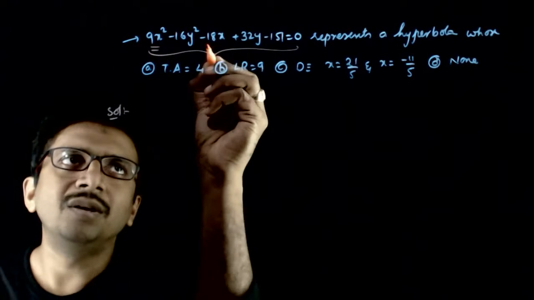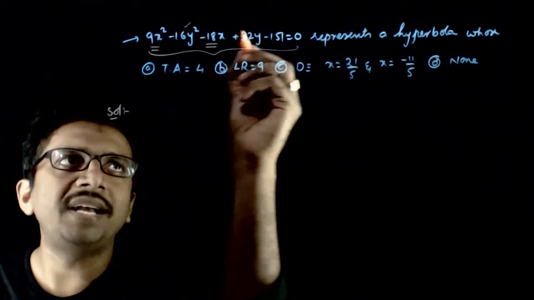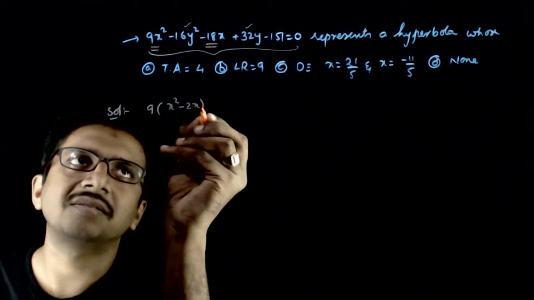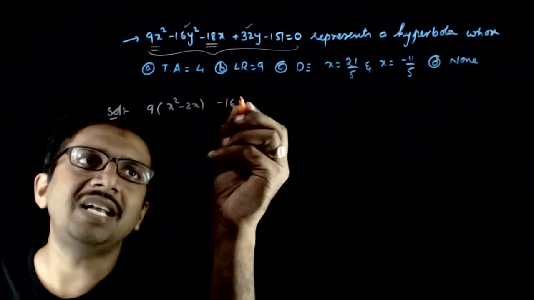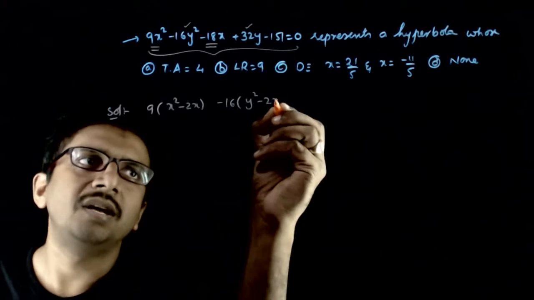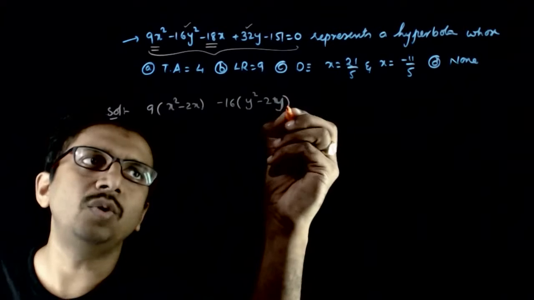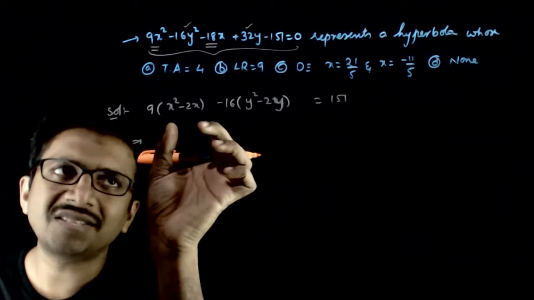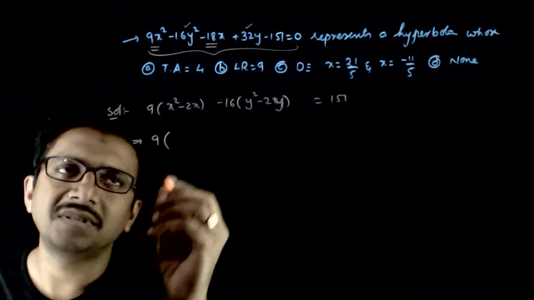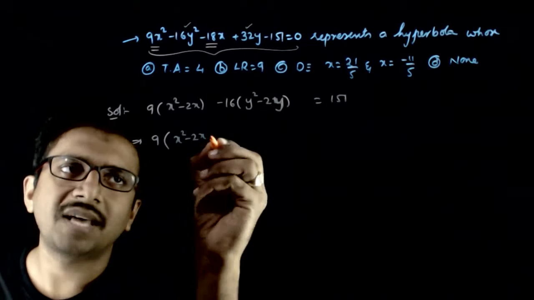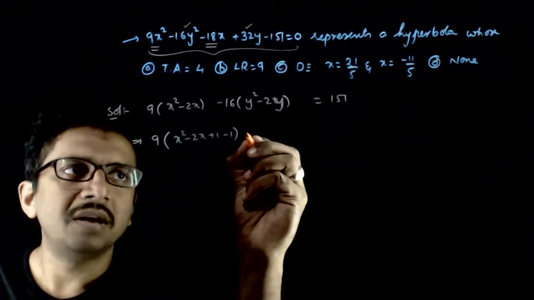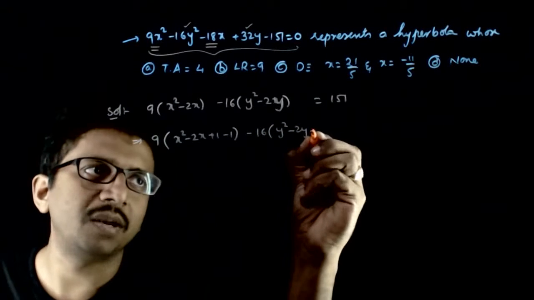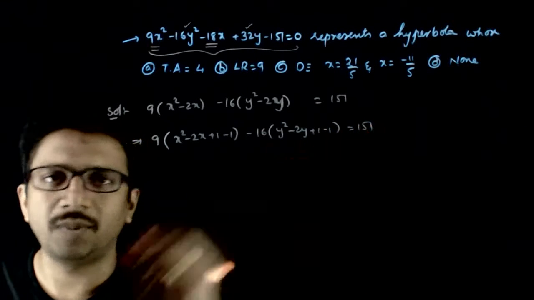The first step is you group the x terms separately and the y terms separately. That is 9 times (x square minus 2x), minus 16 times (y square minus 2y) is equal to 151. Now the second step is the completion of squares. 9 times (x square minus 2x), I'll add a 1 and I subtract a 1. Minus 16 times (y square minus 2y), I'll add a 1 and subtract a 1. Plus 1 minus 1 is equal to 151.